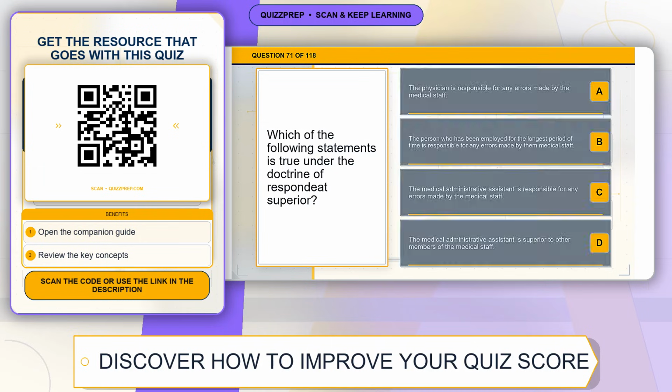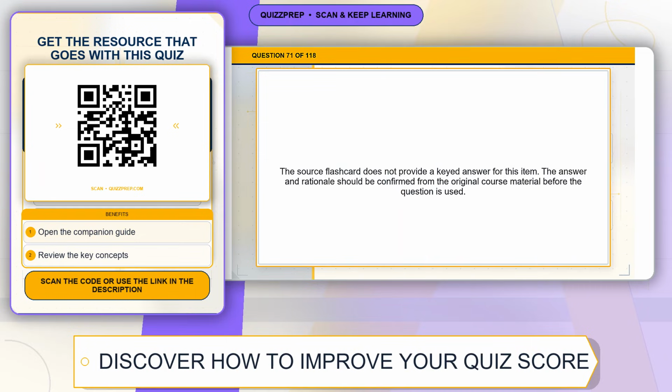The correct answer is not shown. Explanation. The source flashcard does not provide a keyed answer for this item. The answer and rationale should be confirmed from the original course material before the question is used.